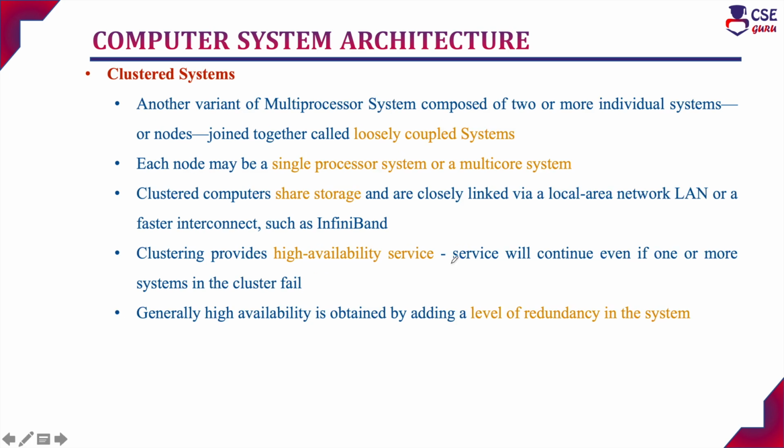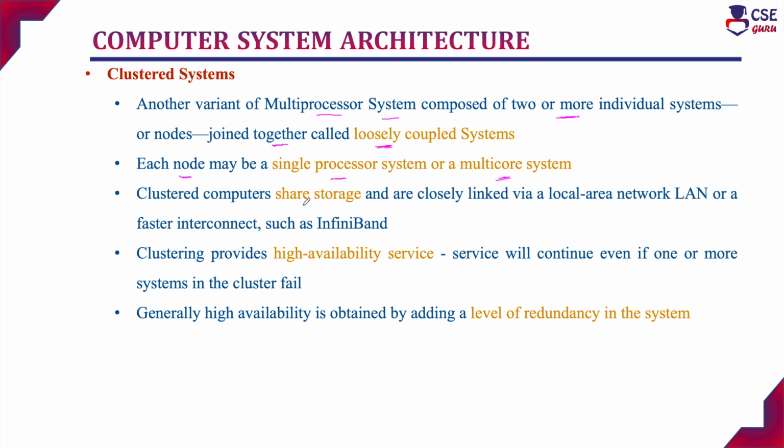Next is clustered systems. This is another variant of multiprocessor system. It is composed of two or more individual systems or nodes that are joined together. There are two different independent systems. If you are connecting those two independent systems, that is called a clustered system. That is otherwise called loosely coupled systems. So here, each node may be a single processor system or a multi-core system also. It may be either a single processor or multiprocessor system. And if you are combining or joining those processing systems together, that is called a clustered system.